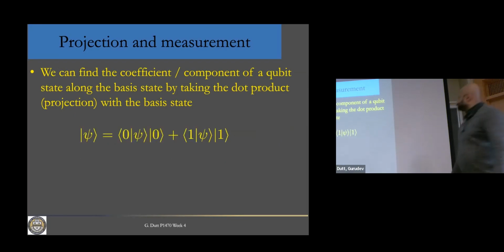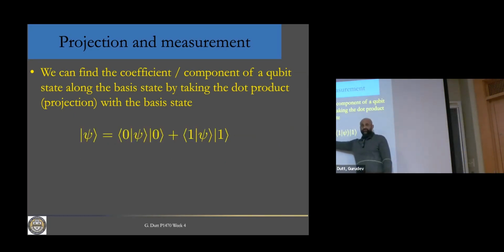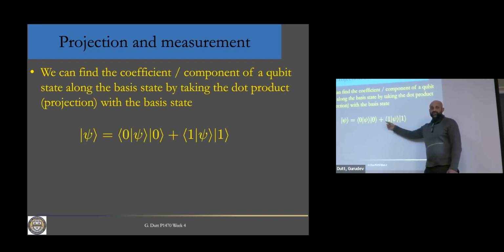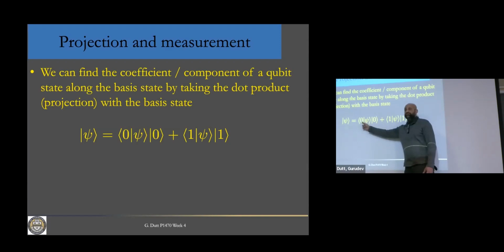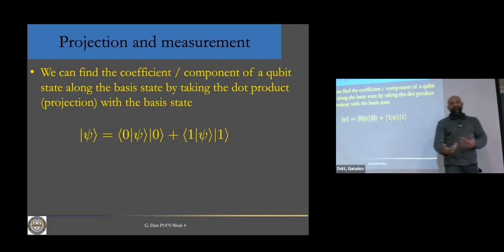I can replace A and B by this general equation. That is, psi in terms of the basis states 0 and 1 is found by taking the projection of psi onto the basis state 1 and multiplying that by the basis state 1, and finding the projection of psi onto the basis state 0 and multiplying that by the state 0. And this now allows us to generalize to any basis state.